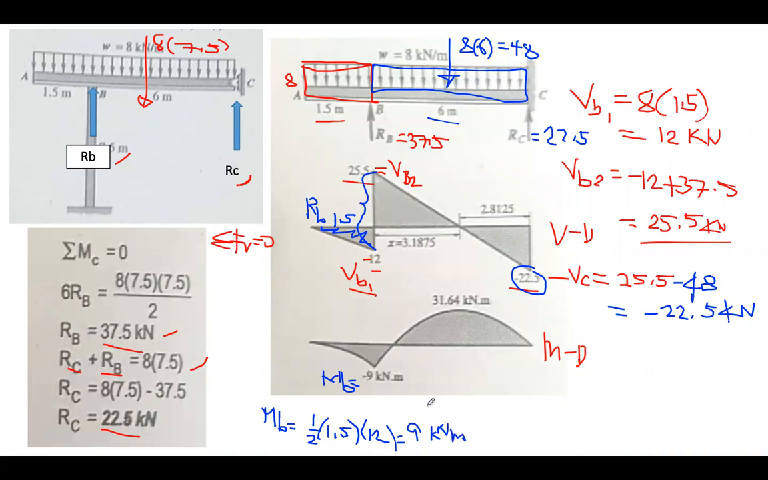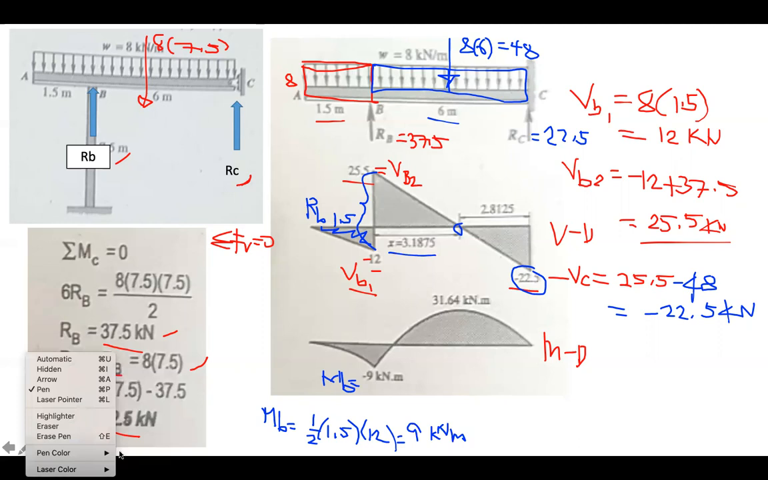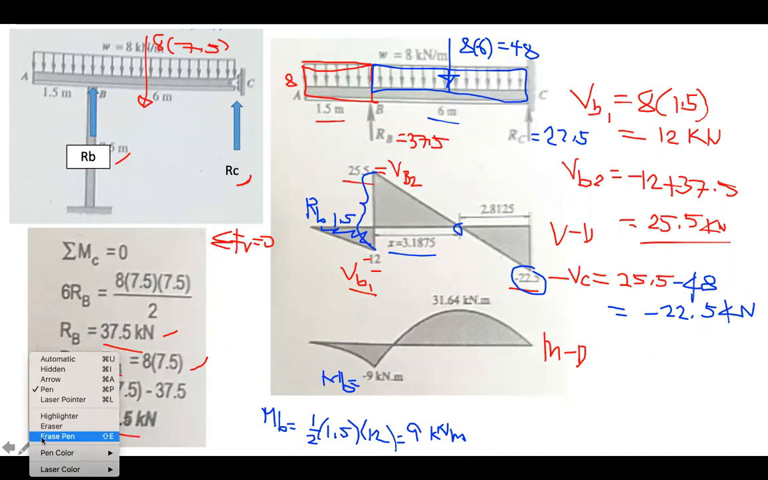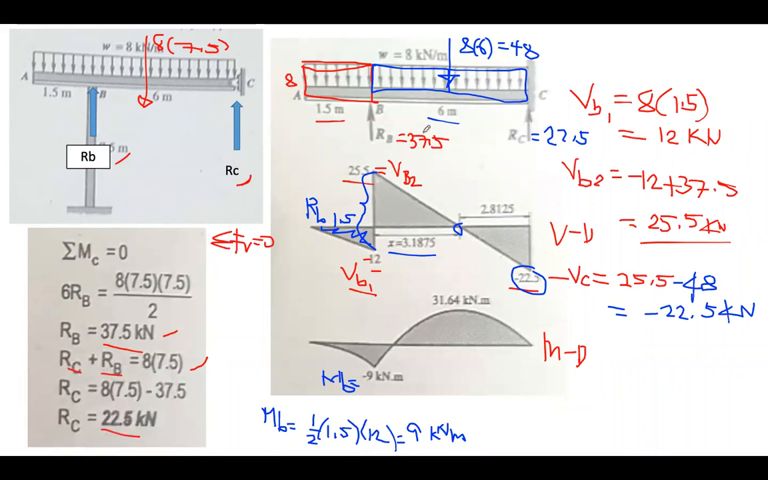Now, how about this maximum? This is the maximum positive moment. This is maximum because the moment is maximum when the shear is equal to 0. With the shear 0, moment is maximum. How are we going to compute the x? So let's consider this area.